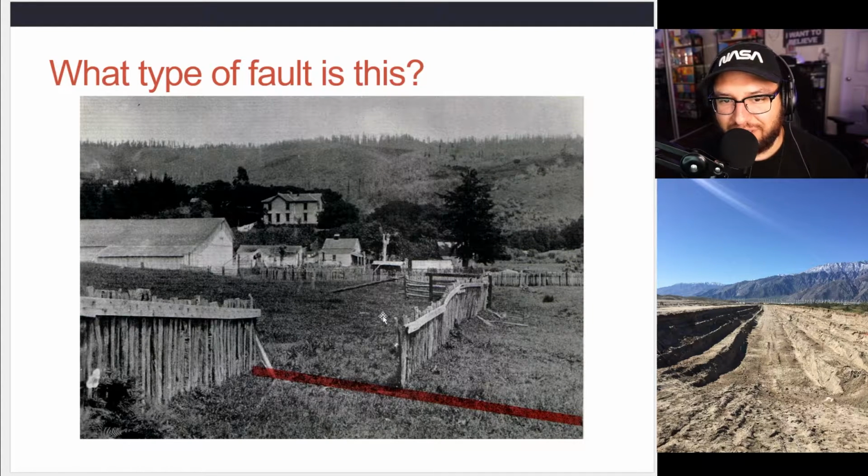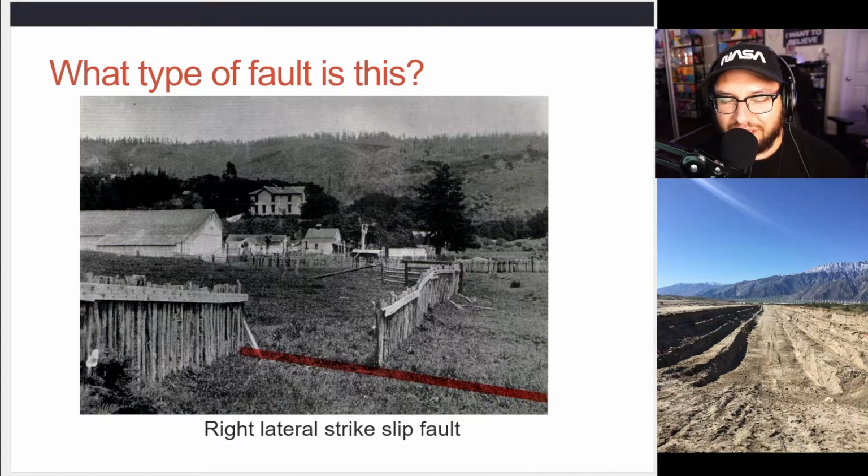What kind of fault do we have here? Here you can see we have a little fence that's been offset. But what direction did it move? And what kind of fault is that? Very similar to the one we saw. If you guessed right lateral strike slip fault, you are correct. The fence moved to the right. So far so good, I hope.